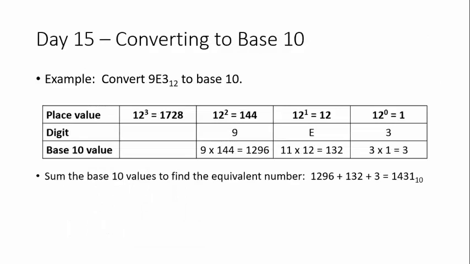When we want to convert a base 12 number to base 10, it's really convenient if we make the place value chart. So notice this is very similar to the chart we saw earlier. Our base now is 12, so in the place value row at the top, we'll have 12 to the 0 power, 12 to the first power, 12 to the second power, 12 to the third power. I fill in my digits for my base 12 number, 9E3.